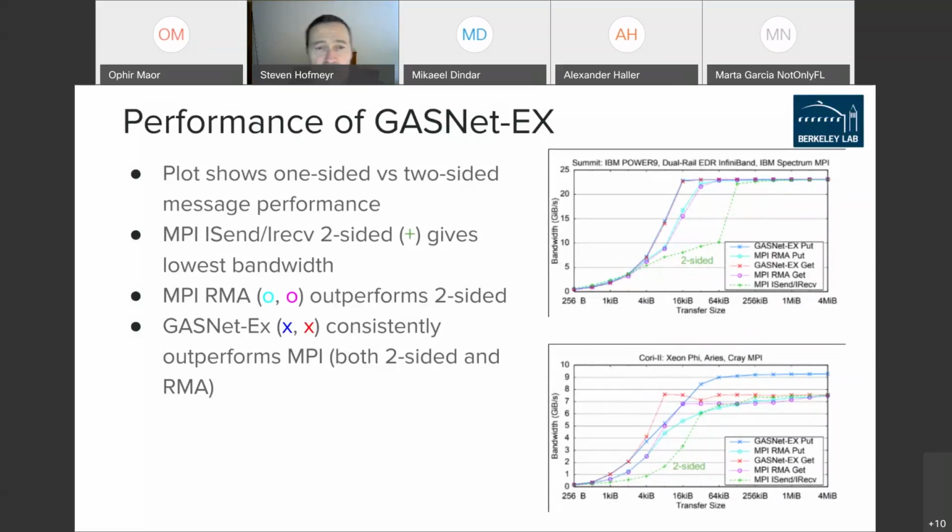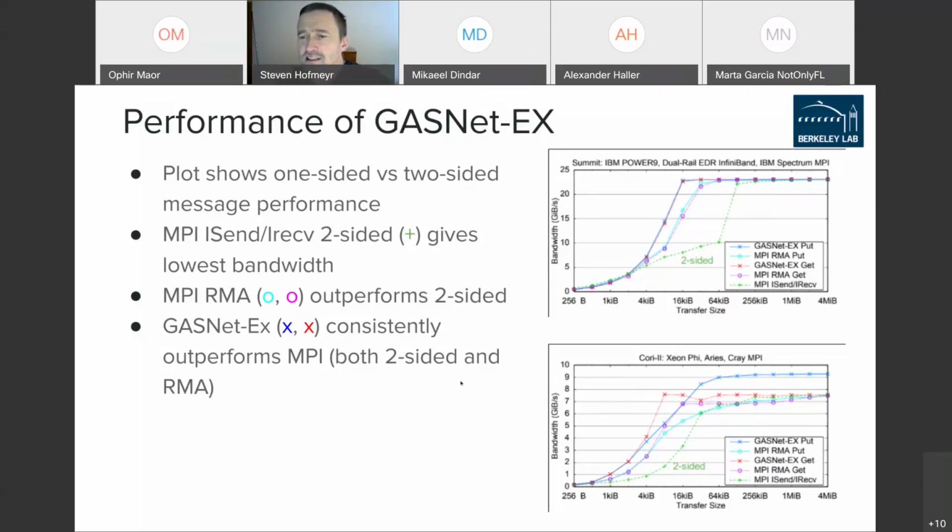What we're showing here is a performance comparison on two different systems. We have similar plots for more systems than this. On the top, you see Summit, which is one of the fastest systems in the world. It's at Oak Ridge, at the Oak Ridge Leadership Computing Facility. And at the bottom, you see Cori, which is at NERSC. It's also a very petascale system.